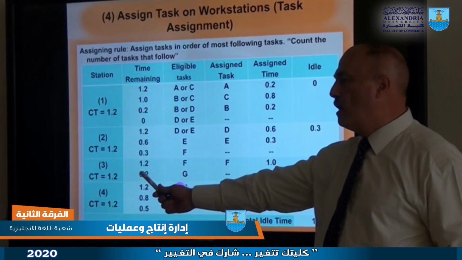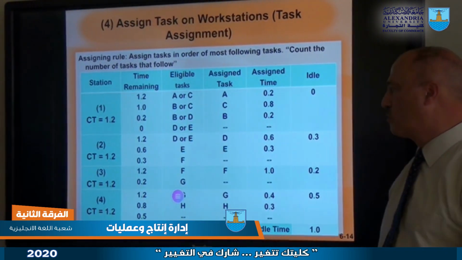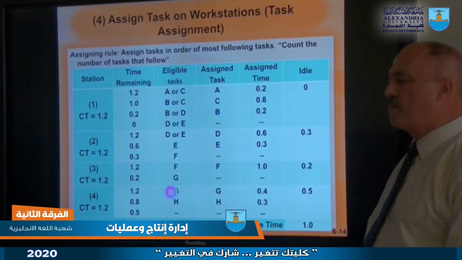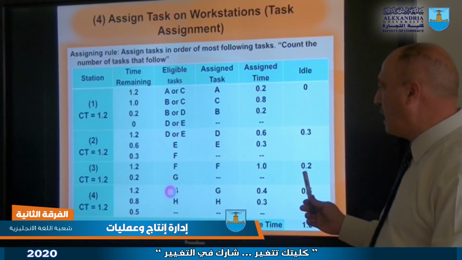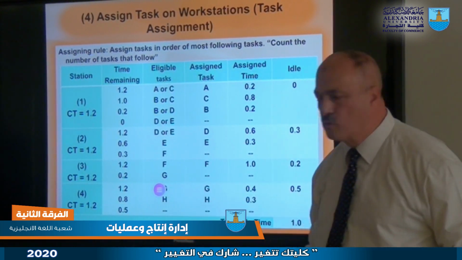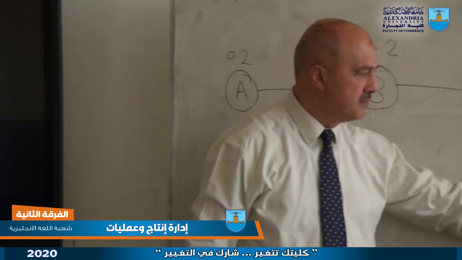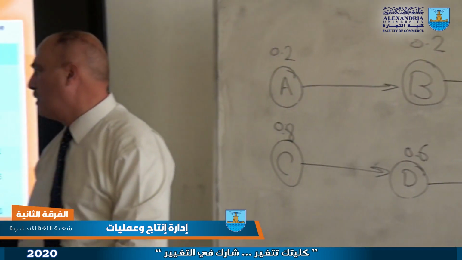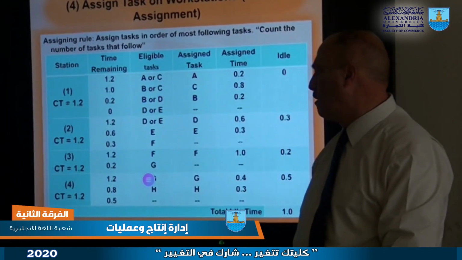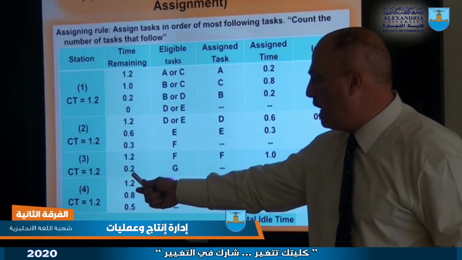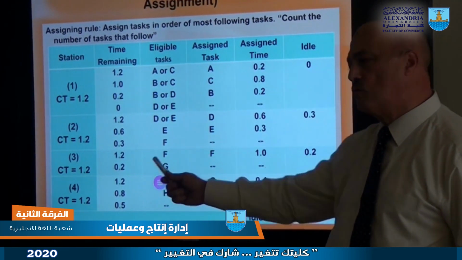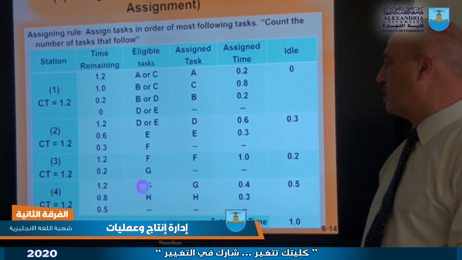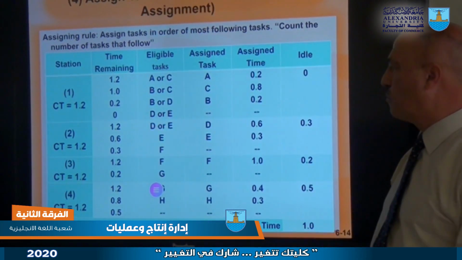Workstation 3, its total time is 1.2. We have to perform F, and F needs 1 minute. So remaining time is 0.2. We have finished F. Okay? The following task is G. G needs 0.4, and the remaining time in workstation 3 is 0.2. So we can't perform G in workstation 3. So the remaining time, 0.2, is idle time.